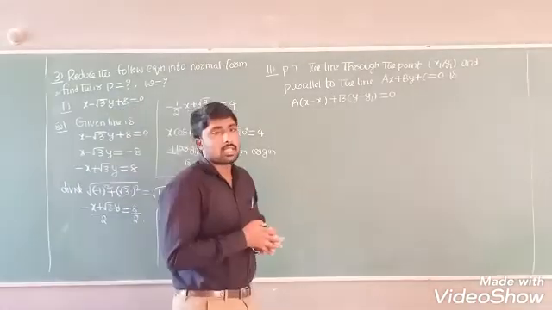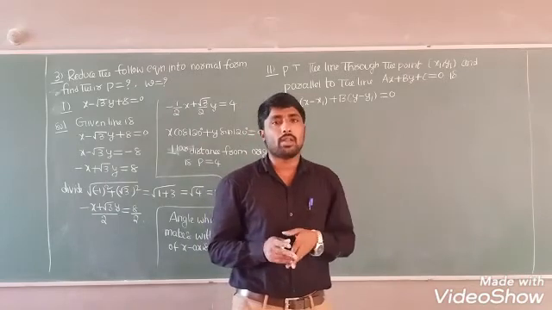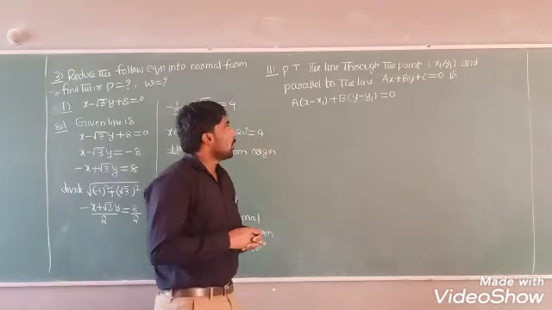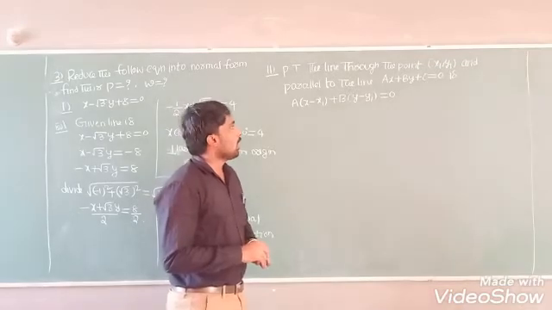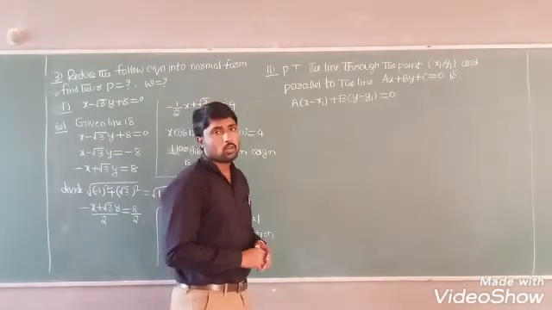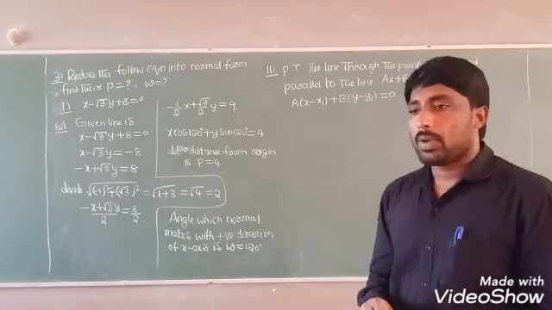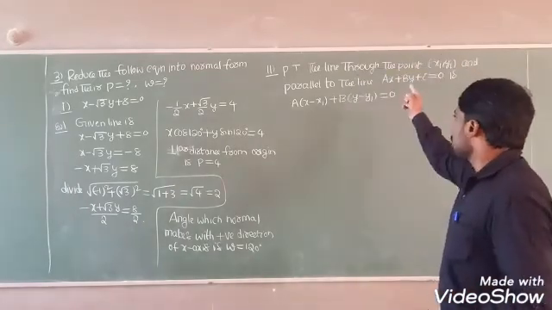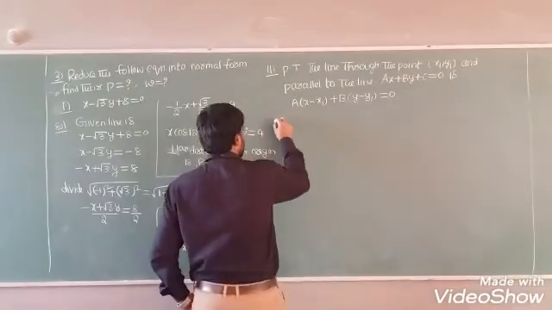Distance between two parallel lines and distance from a point to a line, that concept I will discuss tomorrow. All of you see here: prove that the line passing through the point x1, y1 and parallel to the line ax plus by plus c equal to 0. This one I have to prove. Previously we know one condition: if two lines are parallel, what is the condition? Slopes are equal. You all have to write down the solution.